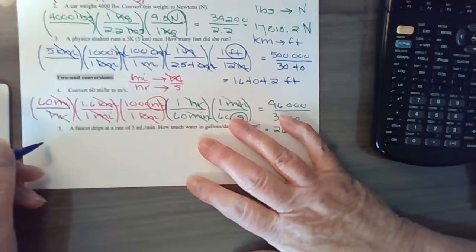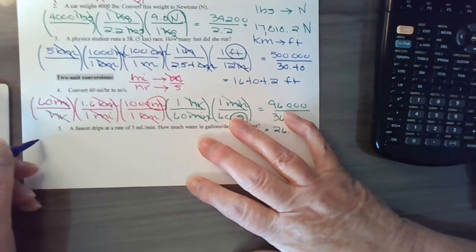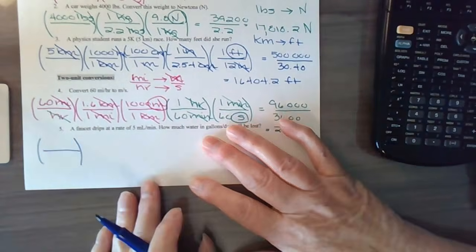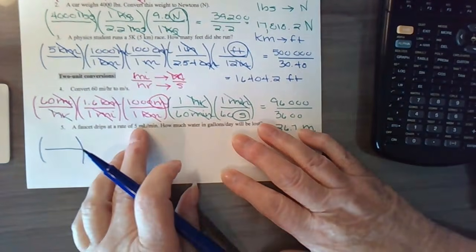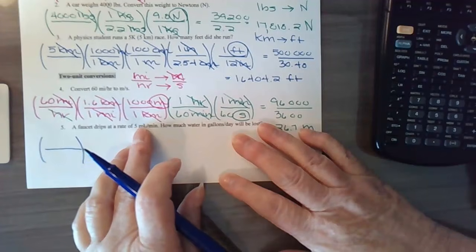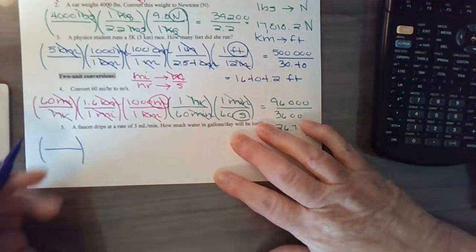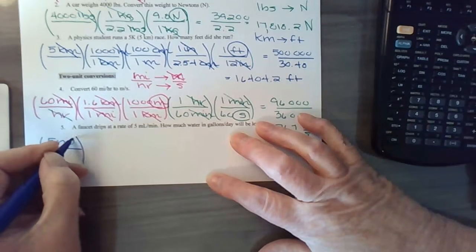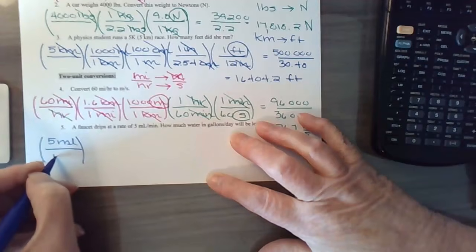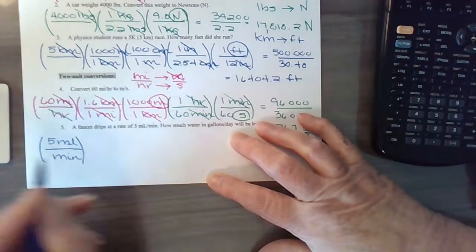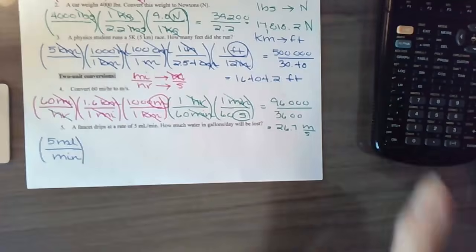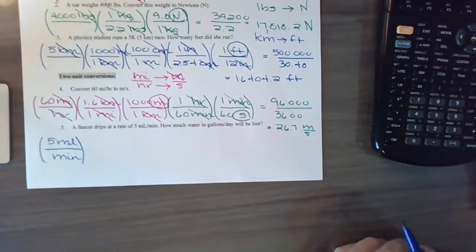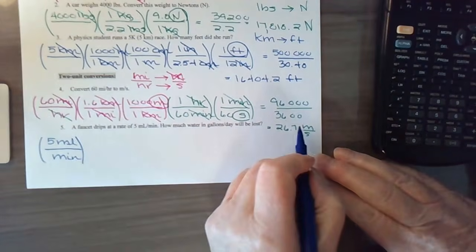All right, so again, this one's kind of long, so I'm going to write small. And we have a faucet that's dripping 5 milliliters per minute. So 5 milliliters per minute. You can't put the minute on the top, only one unit in the numerator, only one in the denominator.